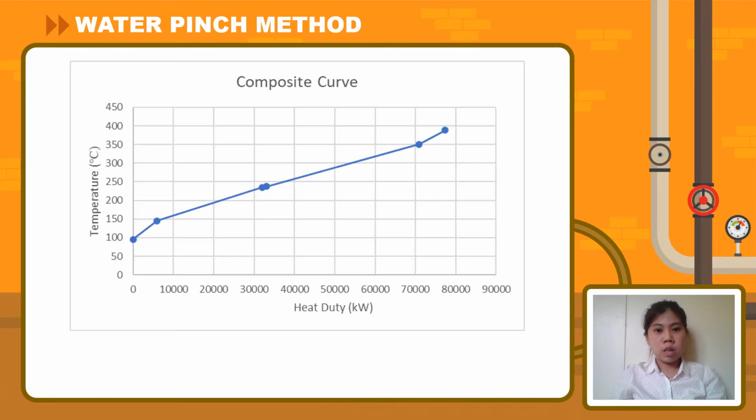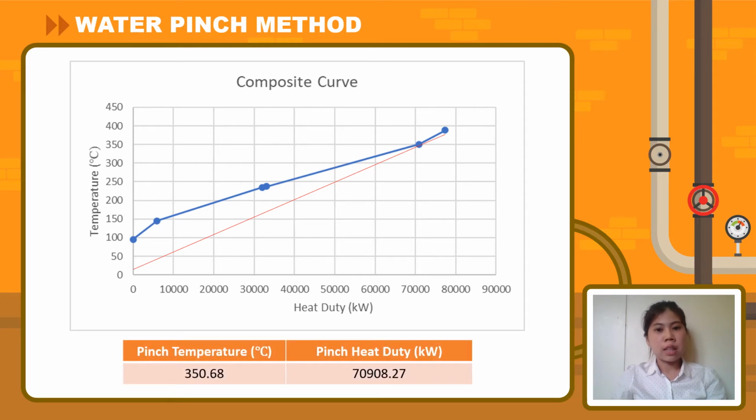After that, the composite curve is plotted by the temperature against the cumulative heat duty. By drawing a straight line, the pinch temperature is at 350.68 degrees Celsius with a Q pinch of 70,908.27 kilowatt.